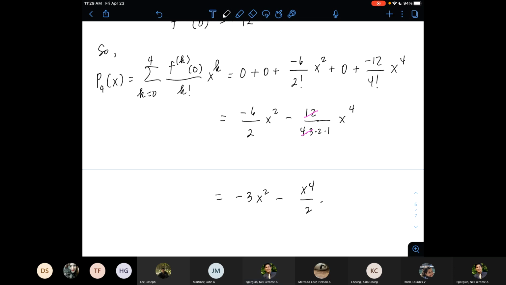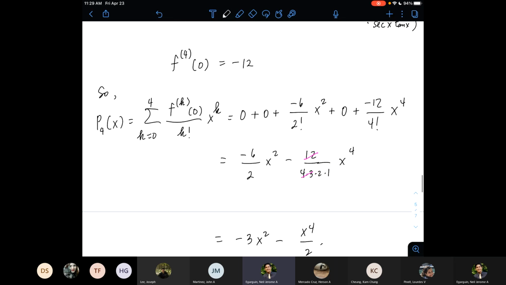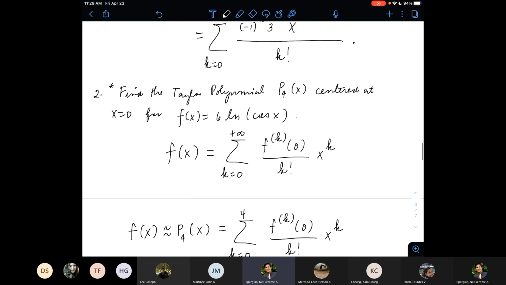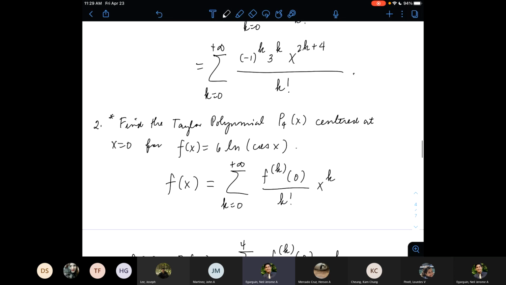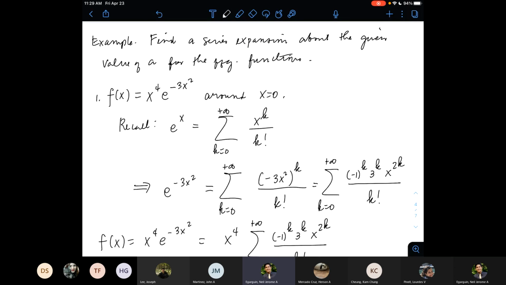Okay, so let's try a more general one. If you don't have any questions for that, right? So for problem 3, I'm going to go back to the original instruction. Number 2 was an exception to our instruction here. Recall for those who came in late, we're trying to find series expansion about the given value of a for the following functions.